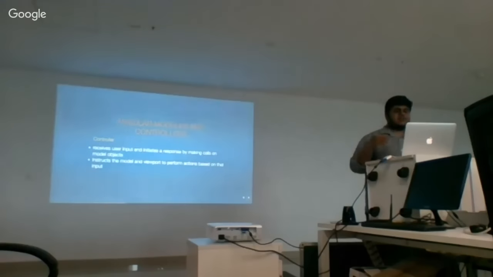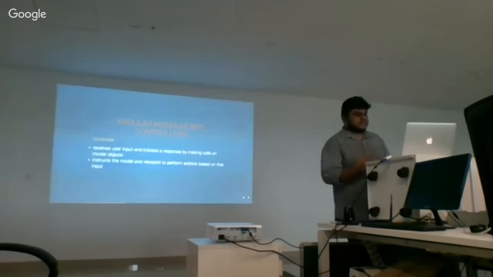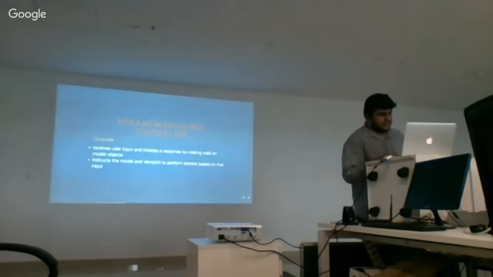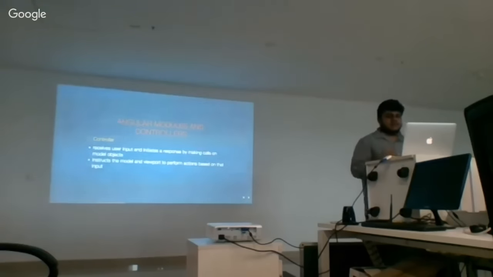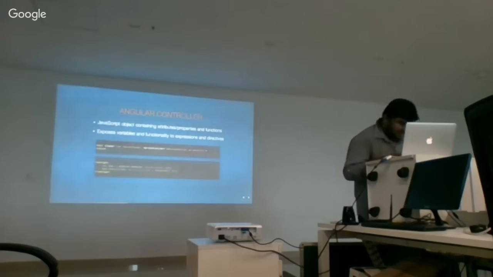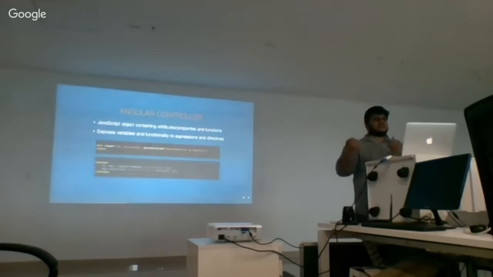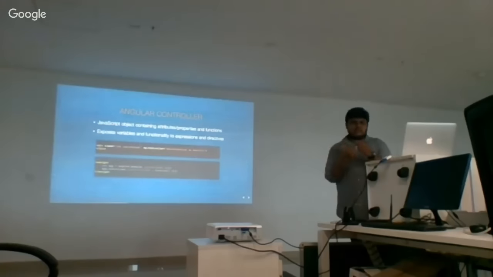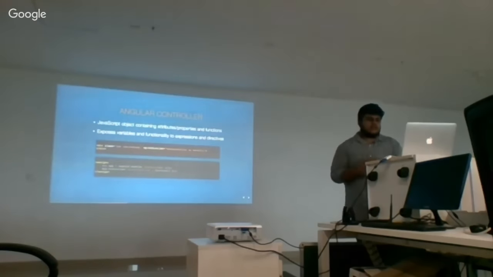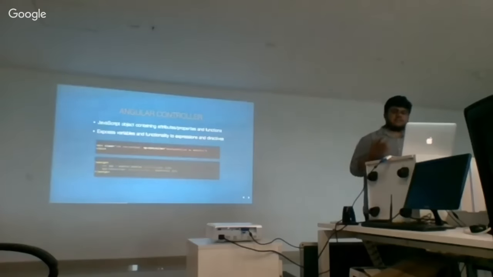So the controller receives the user input and initiates a response by making calls on the model. And then it instructs the model and viewport to perform actions based on that. And how do you define a controller? A controller is a JavaScript object containing attributes, properties, and functions. So when you have data coming into the model, or you have some change that needs to take effect from the view to the controller, in order to process the information and implement the logic, the controller needs to have attributes, properties, and functions with the help of which you can implement your logic. So it exposes the variables and functionality to expressions and directives.